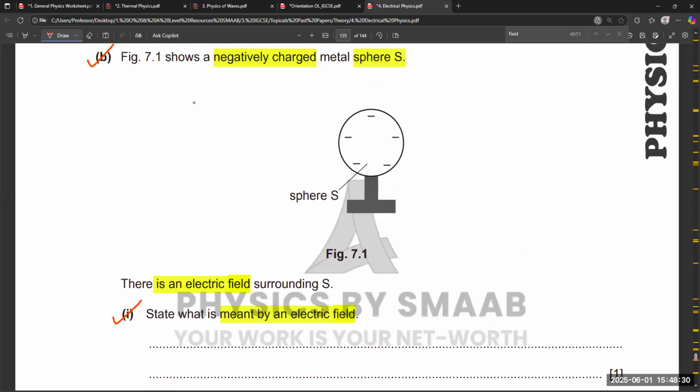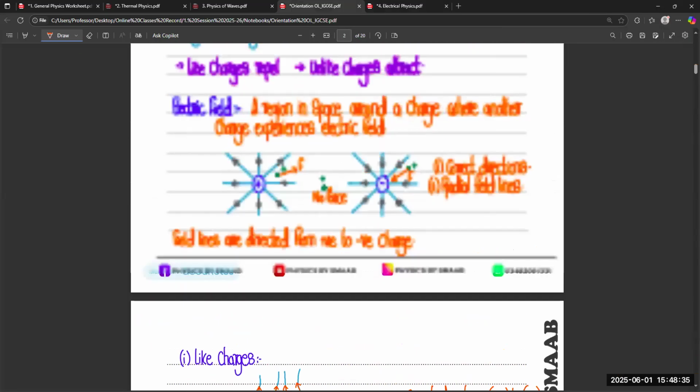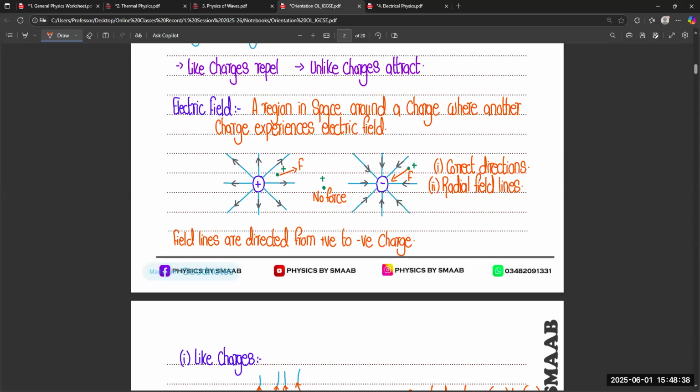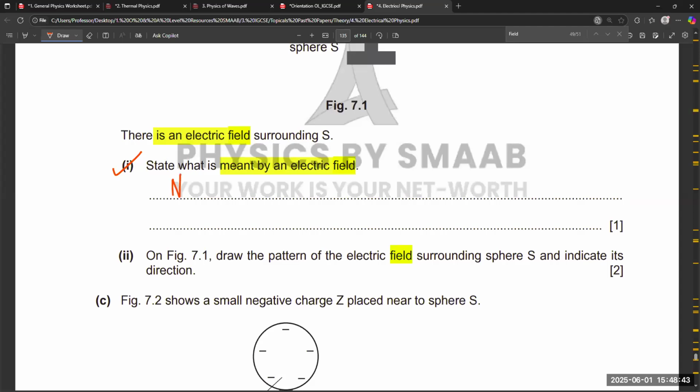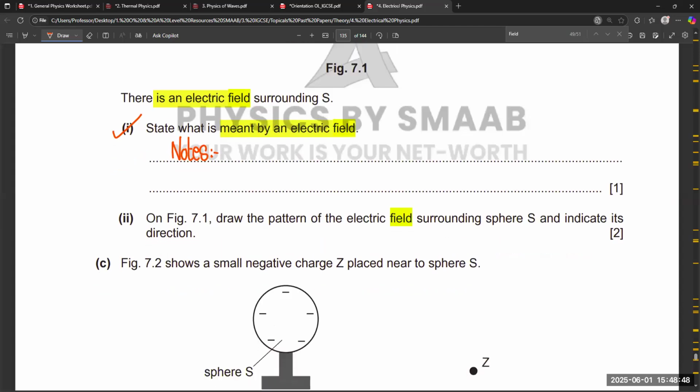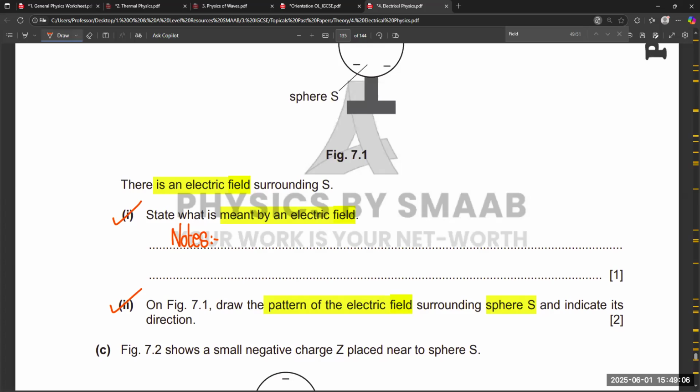So the definition of electric field: a region in space where a charge is around another charge and it experiences an electric field force. You need to copy this definition for 1 mark. Then on figure 7.1, draw the pattern of electric field surrounding sphere S and indicate its direction.